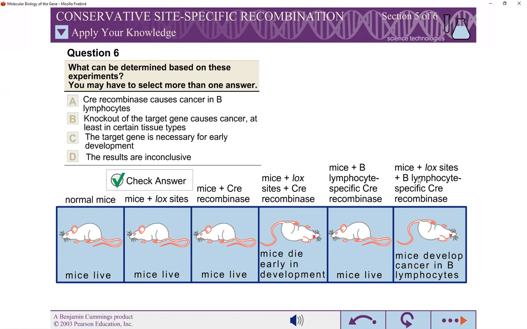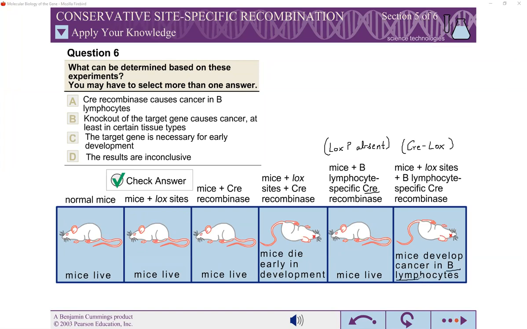That means where the recombination is going to take place, and where the lox and the Cre proteins are going to work. So in this case, there is no death. When there is no death, that means there is the Cre side, but lox P is absent. So there is no death. But when you put a Cre as well as a lox, here mouse dies. Mice develop cancer in B lymphocyte.